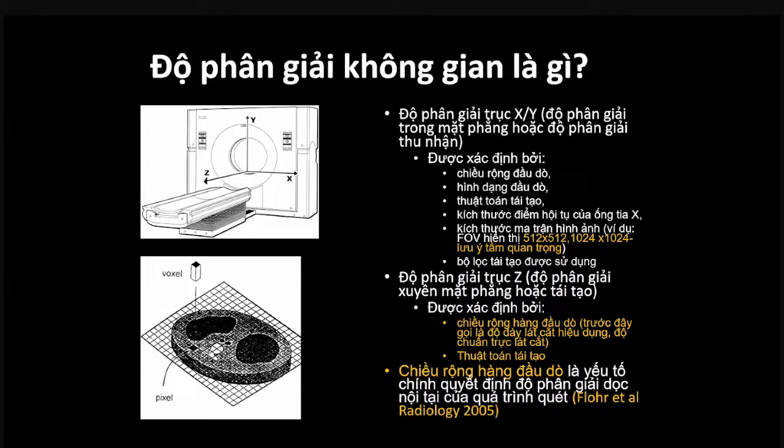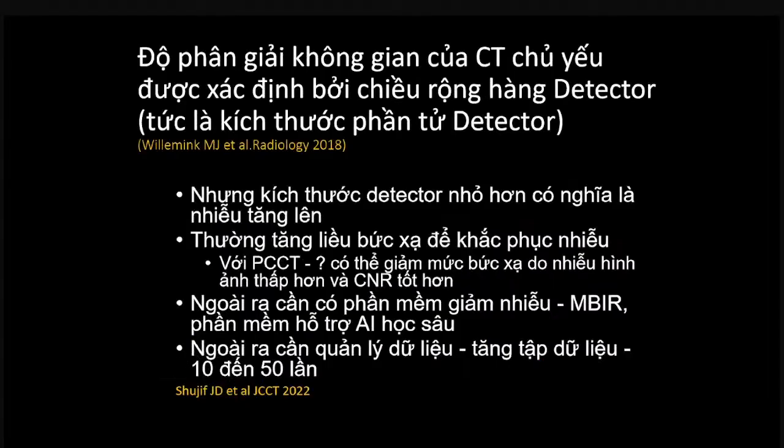The Z-axis resolution, which is called through plane resolution, is determined by detector row width, which was previously called effective slice thickness or slice collimation, and reconstruction algorithm. Detector smaller, this means increased noise, and usually increased radiation dose to overcome noise. With photon counting CT, there's a possibility it may reduce radiation levels due to lower image noise and better contrast to noise ratio, but we will discuss this more later.